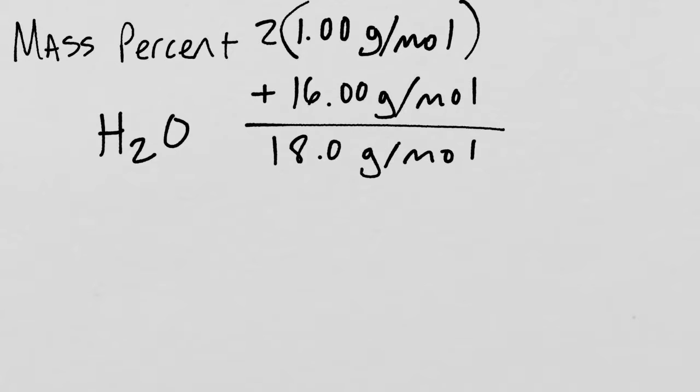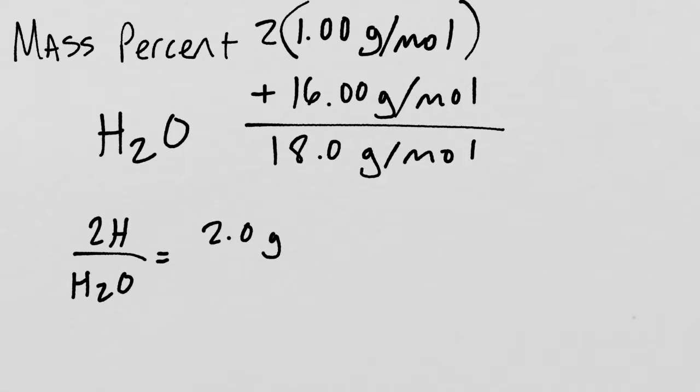So if we wanted to know what the mass percent of hydrogen in water was, we would simply take the mass of the total amount of hydrogen. In this case, it is 2 hydrogen atoms over the entire water molecule. So that's about 2 grams over the entire water molecule, which is 18 grams.